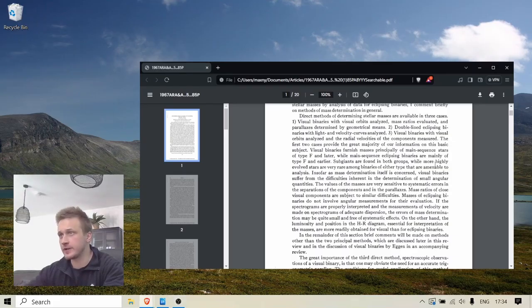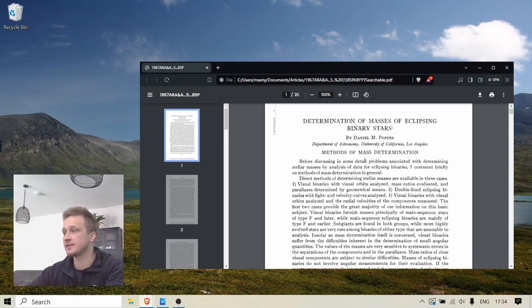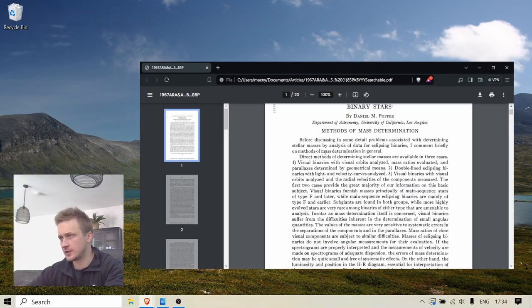All right, so we are back at the determination of masses of eclipsing binary stars, which is this review from Daniel M. Popper from 1967. I wanted to check what direct methods were when he was referring to it, and I don't think I know every direct method yet. There might be more, but at least one of them is what we discussed regarding Kepler's third law. So I'm gonna push on and see where we end up.